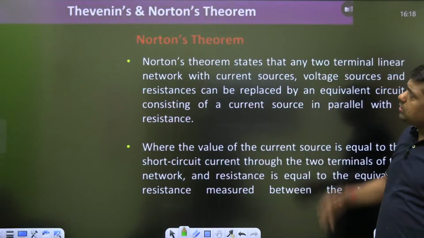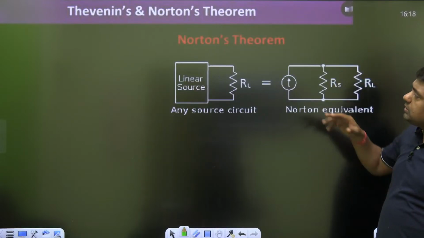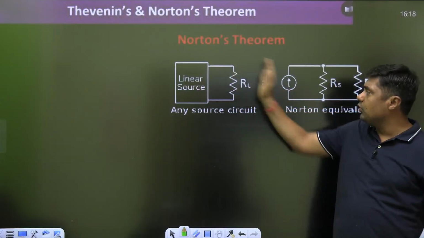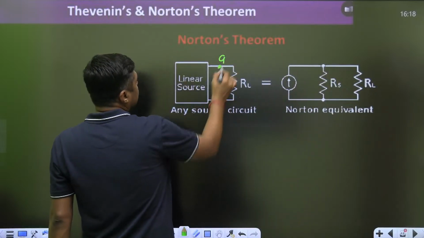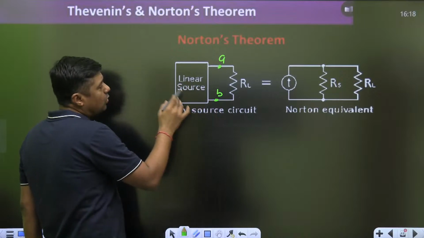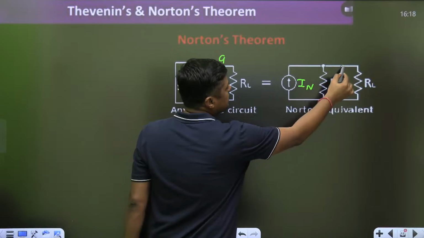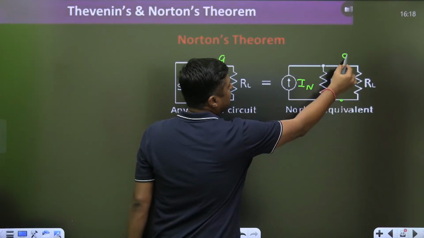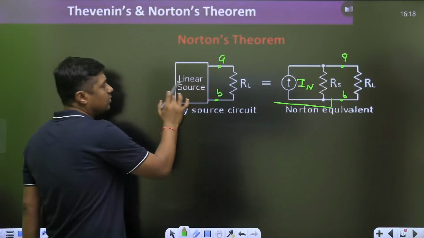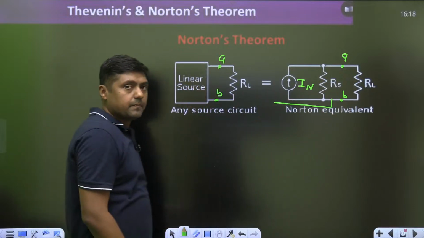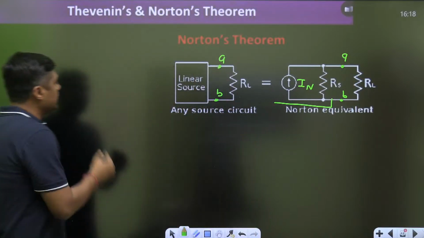Then similarly, what is Norton's theorem? In Norton's theorem, it is a linear network. Just remove the RL, and then that complete network is converted into a current source with a resistance in parallel, which is called Norton's resistance, and finally we connect the RL. So this is the equivalent of this particular network, and that is called Norton's. What is IN? IN is nothing but the short circuit current.